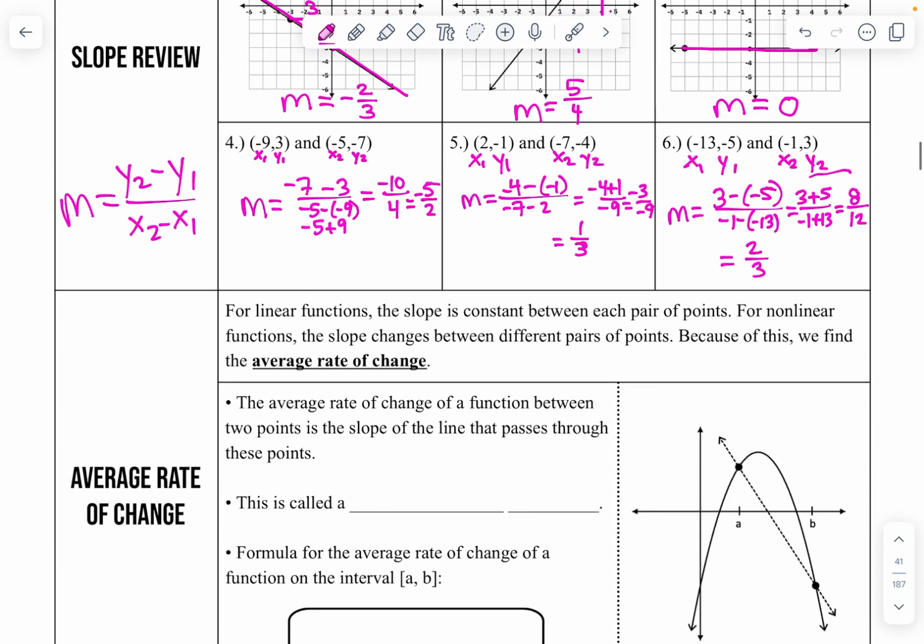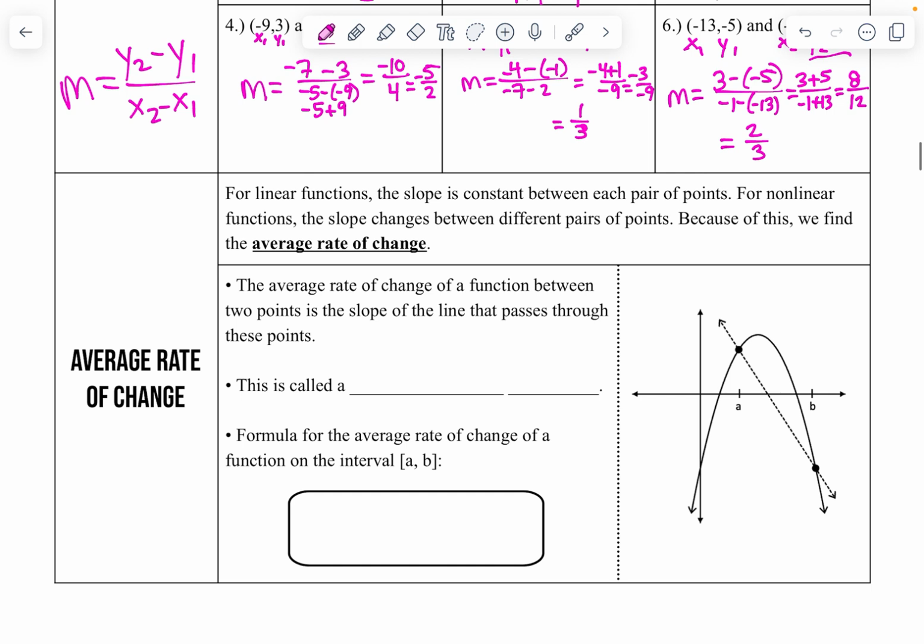All right, so for linear functions, it's called the slope because it's constant. It's always the same amount up and over to move from point to point. That's what makes it a straight line. For nonlinear functions, curves, the slope changes between different pairs of points. Because of this, we can't find a slope, so we find the average rate of change. The average rate of change of a function between 2 points is the slope of the line that passes through these points. This is called a secant line.